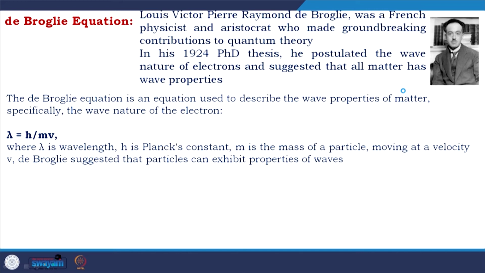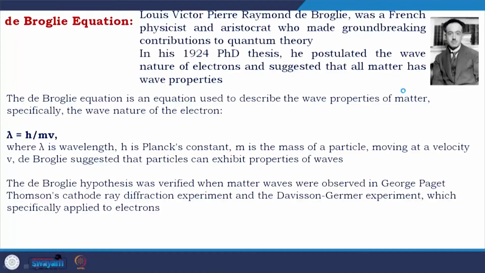If you go into that background, there were a lot of controversies because people were arguing about wave-particle duality. Some were for wave properties, some for particle properties, the classical science. The de Broglie hypothesis was verified when matter waves were observed in George Paget Thomson's cathode ray diffraction. Why is cathode ray diffraction very important?